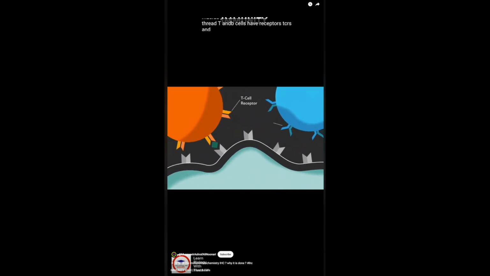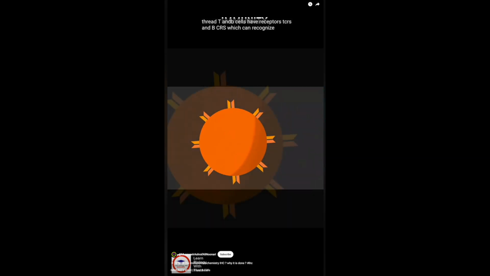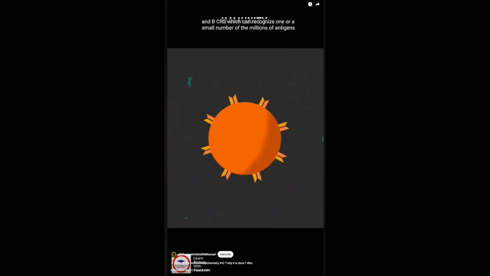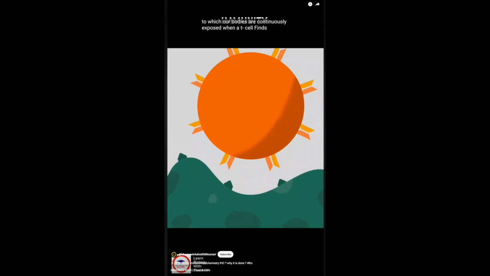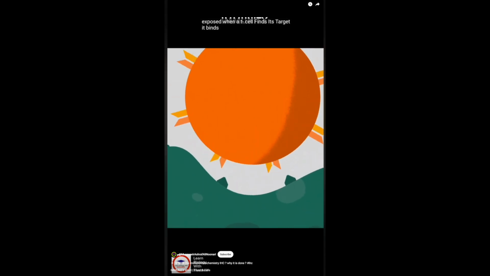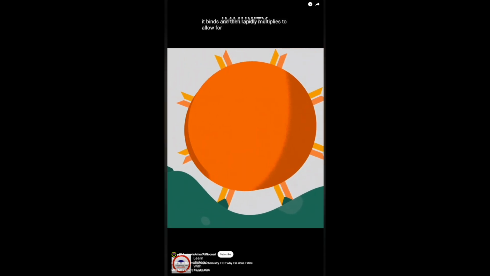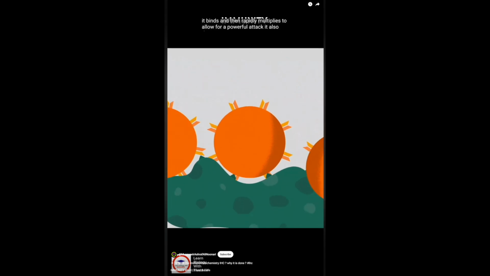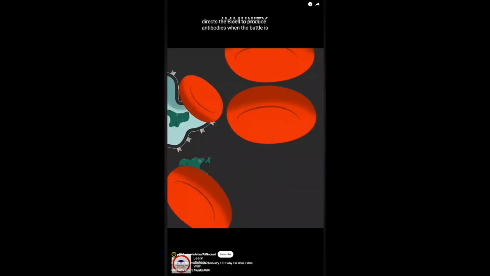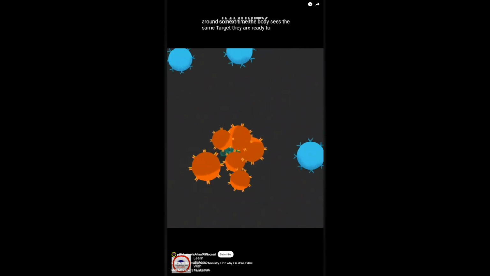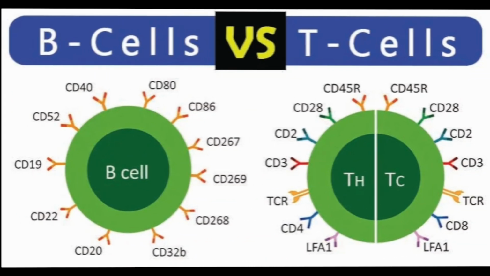T and B cells have receptors, TCRs and BCRs, which can recognize one or a small number of the millions of antigens to which our bodies are continuously exposed. When a T cell finds its target, it binds and then rapidly multiplies to allow for a powerful attack. It also directs the B cell to produce antibodies. When the battle is over, some of these T cells and B cells stick around, so next time the body sees the same target, they are ready to respond more quickly.